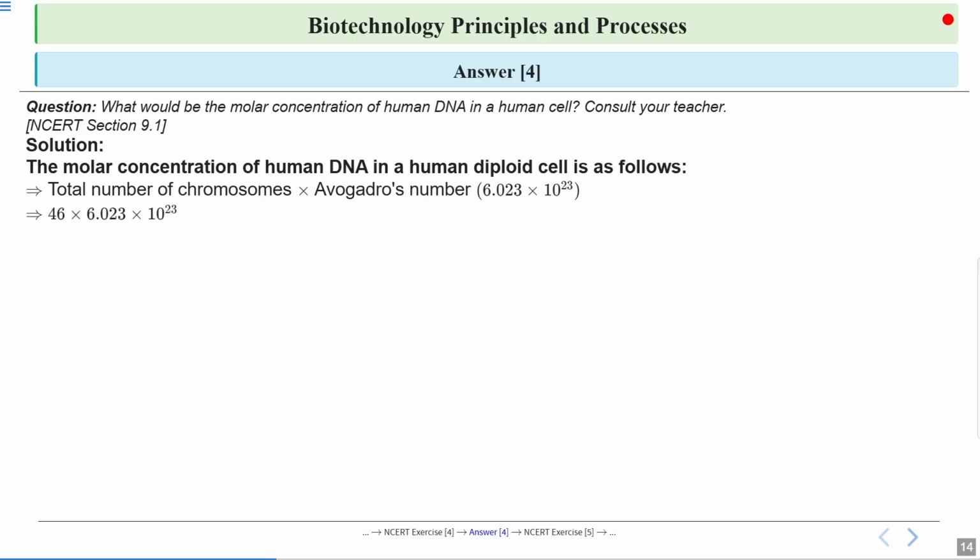So 46, humans have 46 chromosomes, and you multiply it with 6.023 into 10 to the power 23. So what do you get?